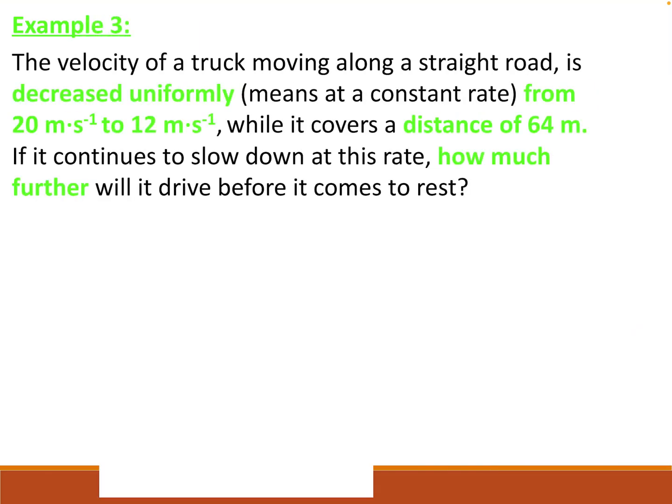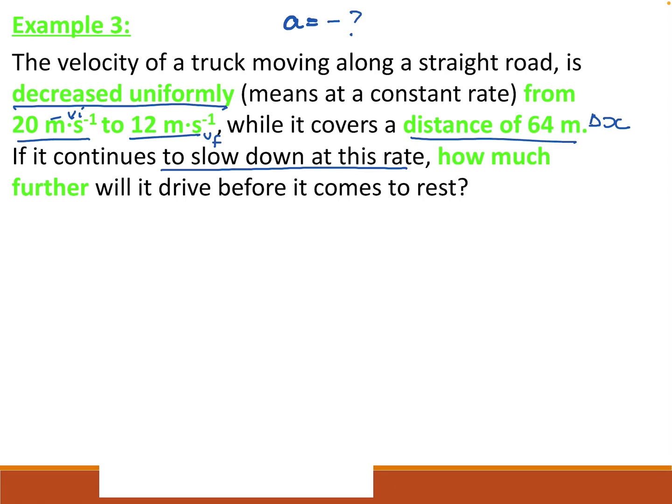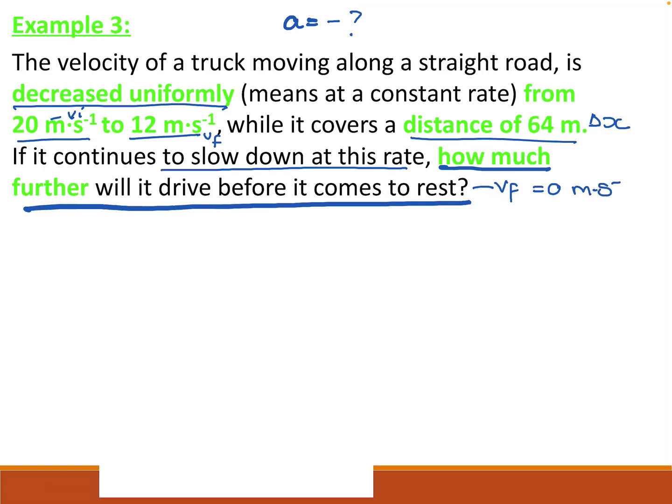The velocity of a truck moving along a straight road decreased uniformly, which means we have a negative acceleration, from 20, so that's my initial velocity, to 12, so that's my final, covers a distance of 64. If it continues to slow down at this rate, how much further will it drive before it comes to rest? So my final velocity is 0.